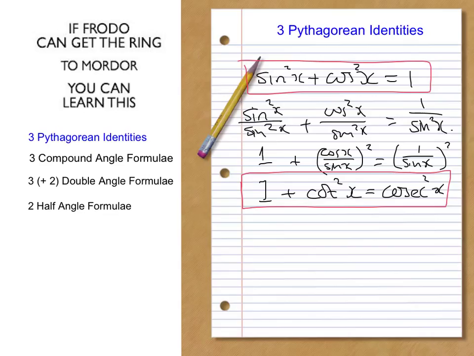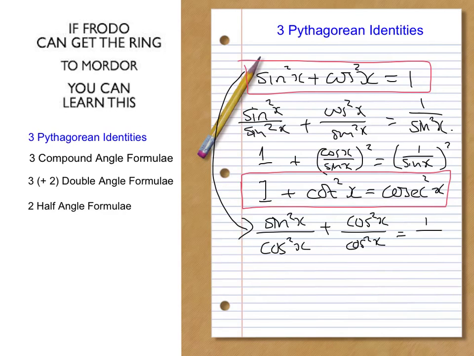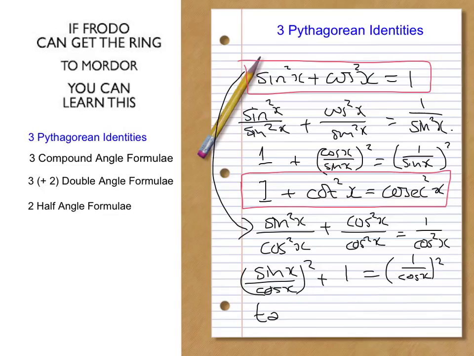Third one, you take your C2 equation again, and instead of dividing everything by sine squared, you divide everything by cos squared x. So sine squared x over cos squared x plus cos squared x over cos squared x equals 1 over cos squared x. So that gives us (sine x over cos x) all squared plus 1 equals (1 over cos x) all squared, which is tan squared x plus 1 equals sec squared x, and that's the third one. Tan squared plus 1 is sec squared.